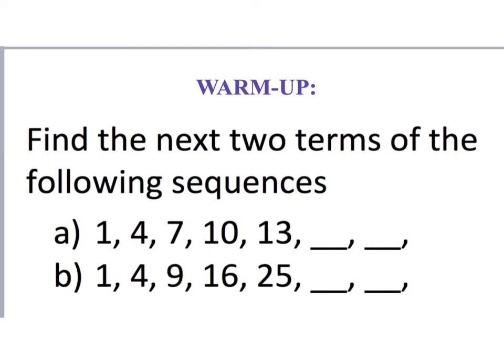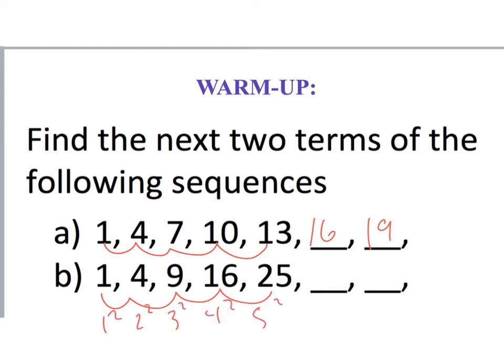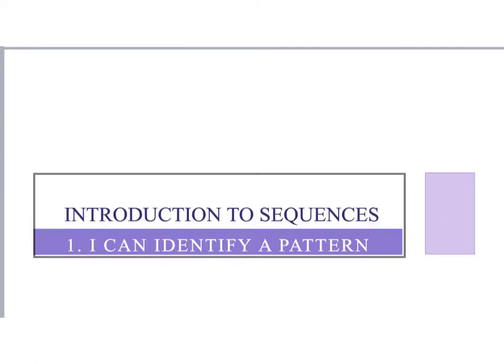So if we look here at the first one, 1 to 4, 4 to 7, 7 to 10, 10 to 13. Obviously, we're just adding 3 every time, so the next two numbers would just be 16 and 19, okay? This one's a little bit different here. It looks like these are perfect squares. 1 squared is 1, 2 squared is 4, 3 squared is 9, 4 squared is 16, 5 squared is 25, and so on and so forth. So 6 squared is 36, 7 squared is 49. So that's just what sequences are. It's just these ordered numbers that have a pattern. We're going to keep rolling here.